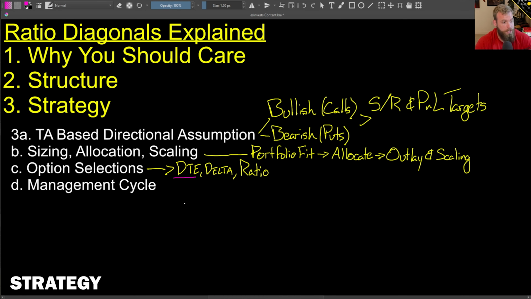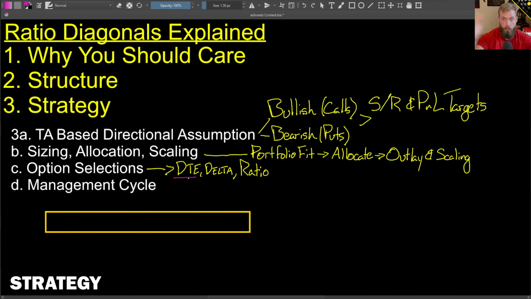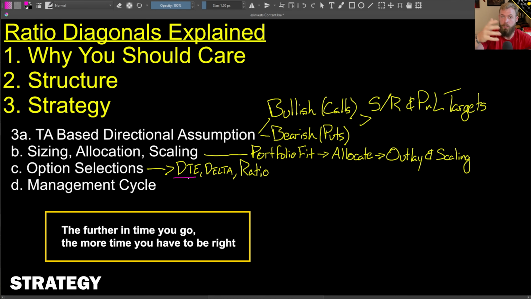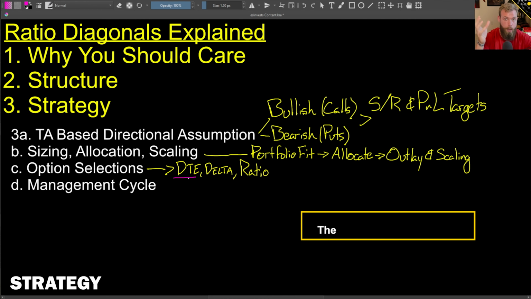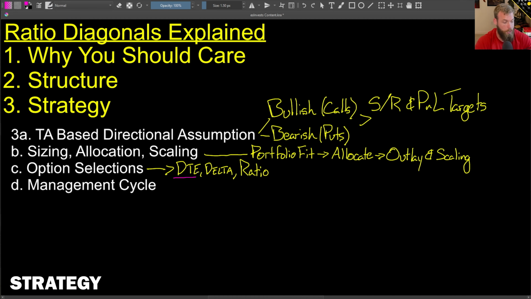Option selection. We already talked about DTE. The way it works for the long options is the further out in time you go, the more time you have to be right, the lower your theta decay, and the more expensive it is. You have to figure out which of those combinations make sense for you. As far as the short option, like I said, anything within 3 weeks I think is fine. Typically for me, it'll be 2 to 3. We really want to expose ourselves to the aggressive portion of the theta decay curve. That's the whole point of adding those short options. They hedge a little bit of our risk, but it's also to make some money when things don't go exactly in our favor, which is exactly what my example is about.